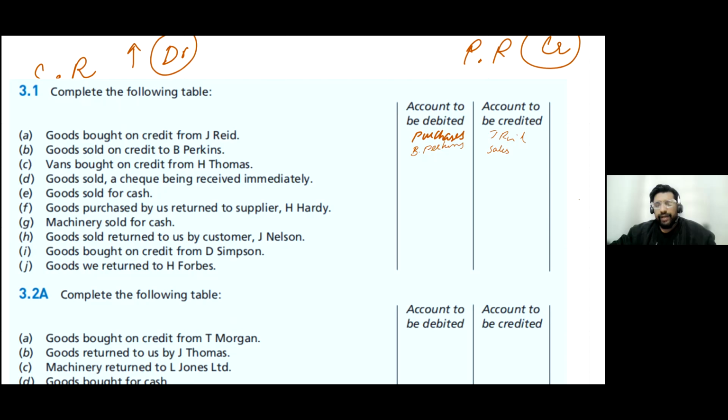Vans bought on credit from H. Thomas. Now, we are not purchasing goods. We are purchasing a van. So that's going to be an asset account, and we are going to debit van account. So van account should be debit, and H. Thomas account should be credit.